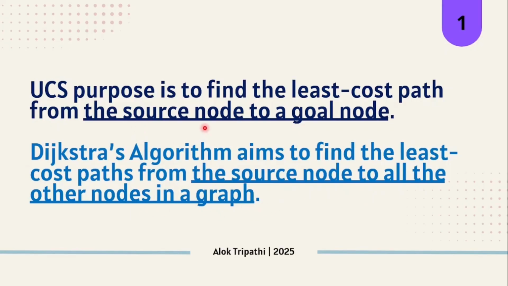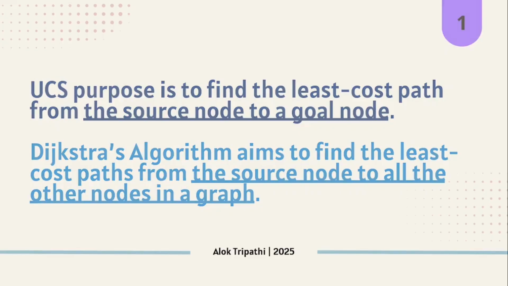As you can see, the point of difference has been underlined. Uniform cost search finds the least cost path from the source node to a goal node, whereas Dijkstra's algorithm finds the least cost path from the source node to all the other nodes in the graph. So this was the first point of difference.